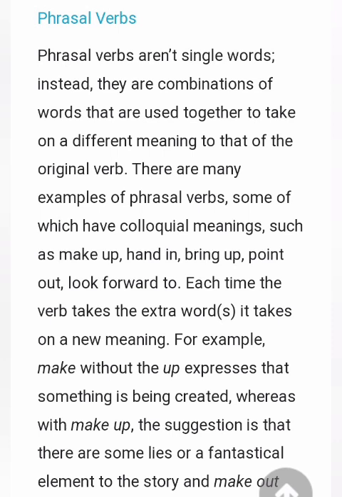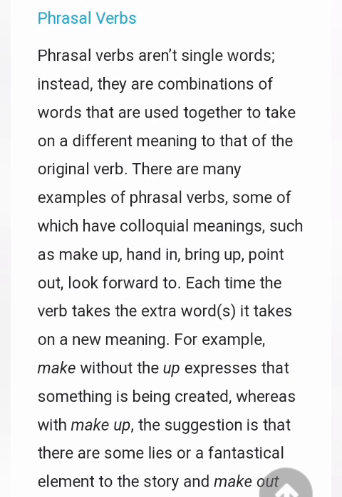Phrasal verbs. Phrasal verbs are not single words, instead, they are combinations of words that are used together to take on a different meaning to that of the original verb. There are many examples of phrasal verbs, some of which have colloquial meanings, such as make up, hand in, bring up, point out, look forward to. Each time the verb takes the extra words, it takes on a new meaning.